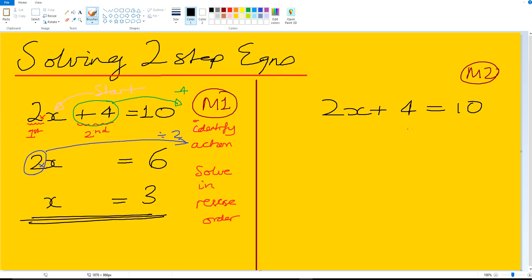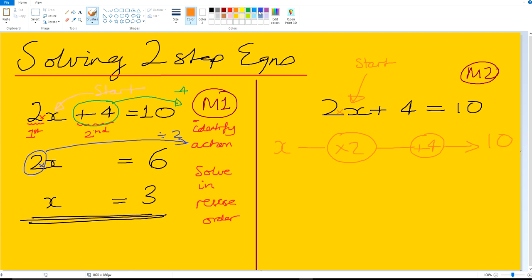Now let's have a look at the second method. The second method uses function machines. Where do we start our question? We start the question with x. All of our eyes should be on the x. X is being timed by 2. Let's write that down: x timed by 2, and then it's being added by 4. Then the answer is equal to 10.